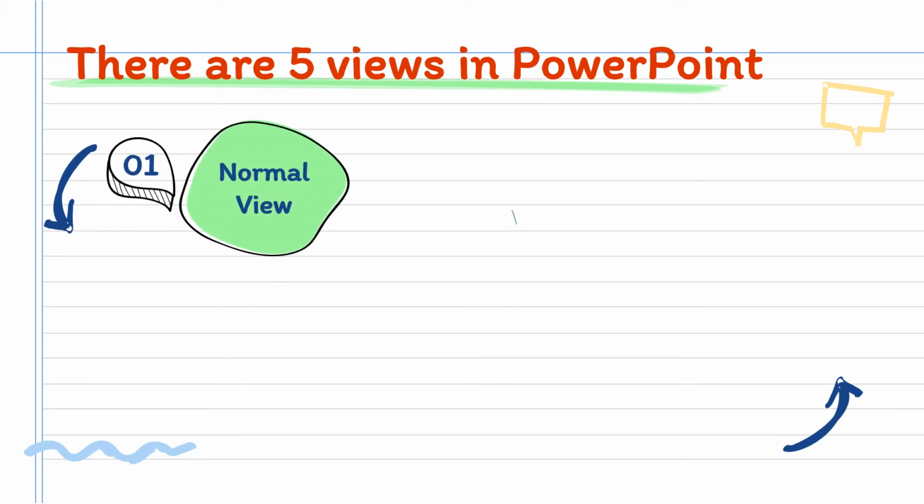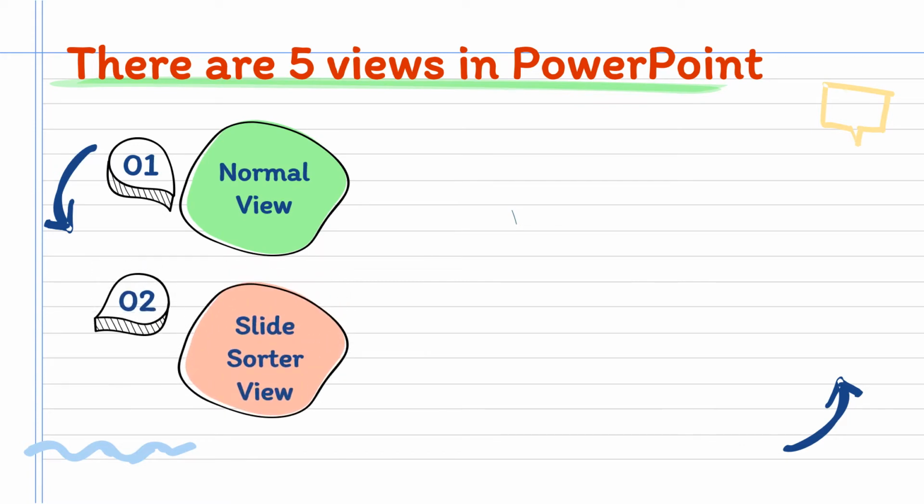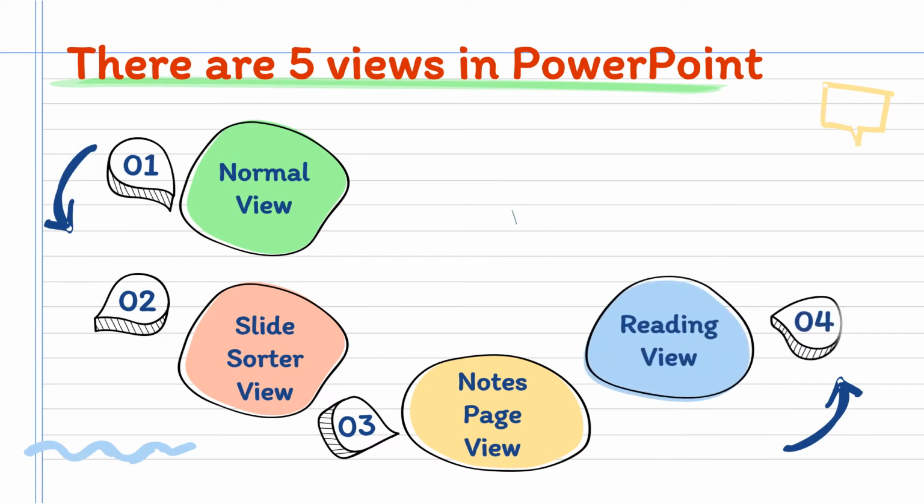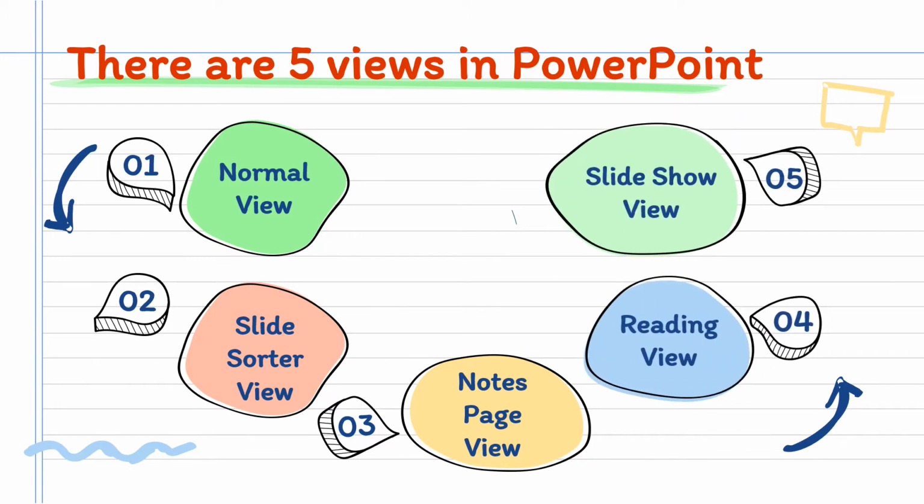First one is normal view. Second, slide sorter view. Third, notes page view. Number 4, reading view. And number 5 is slideshow view. All these are the different views in which we can view our presentation.